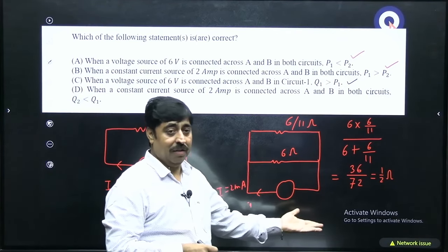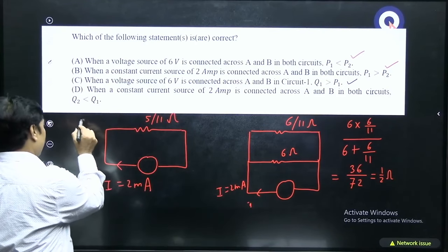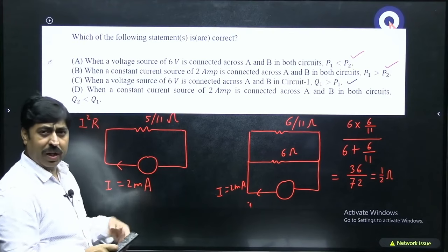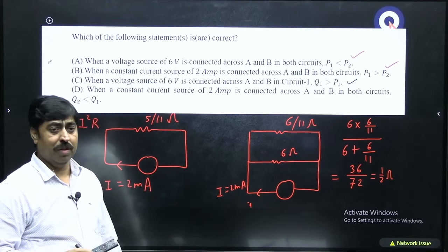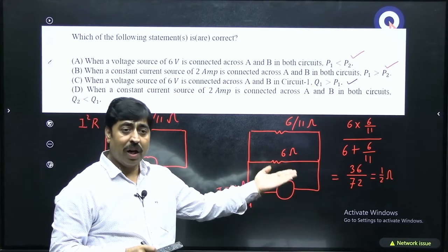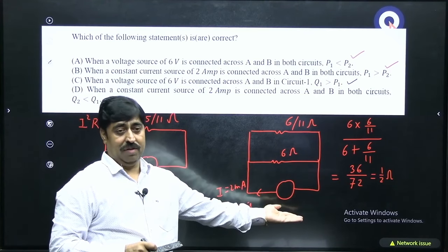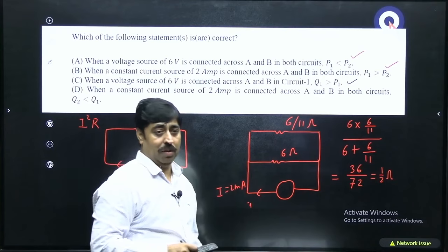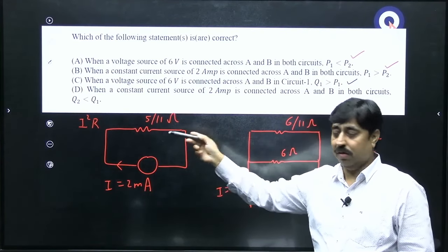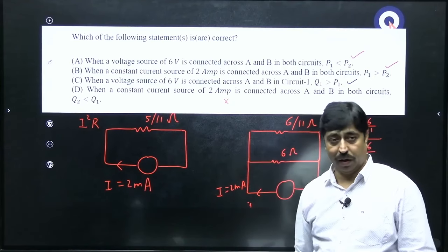Resistance is high here. And for comparing the power, we should be using this formula because the current is fixed in both circuits. So, resistance is higher here, which means power consumption is higher in this case. So, Q2 is greater than Q1, not the other way around. The question says Q1 is greater. So, this is not correct.